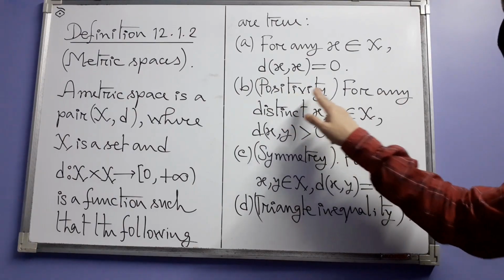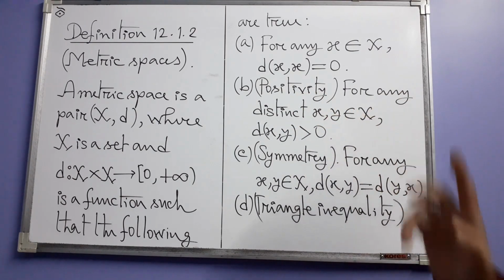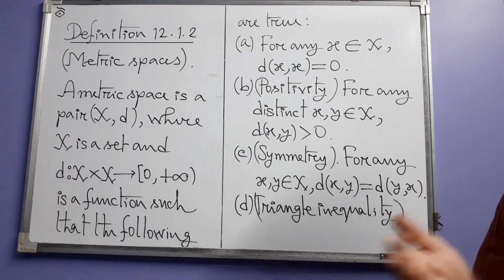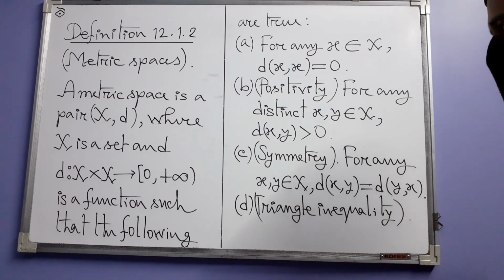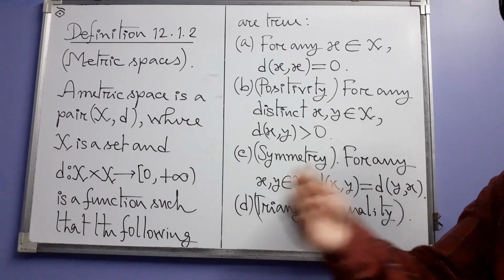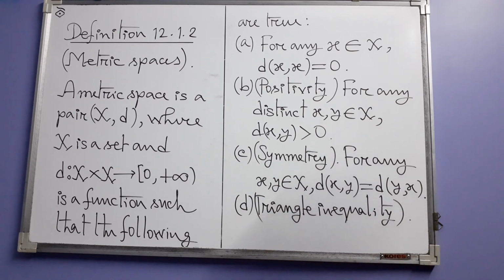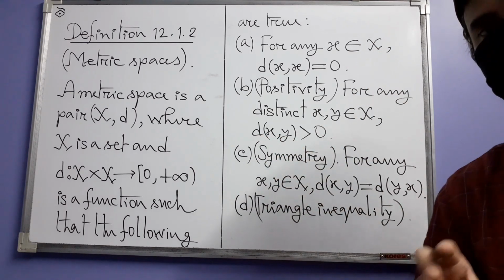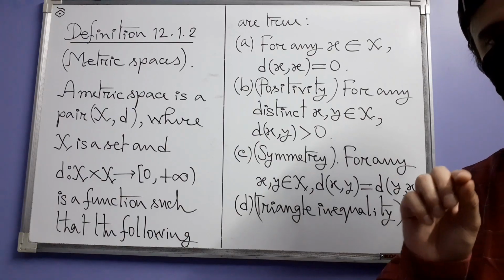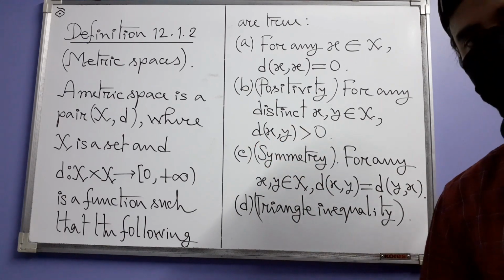And next comes positivity. If we consider two distinct elements of x, say x and y are different elements of x, then we expect the distance between them to be positive. We do not want two distinct elements to have 0 distance between them. And in this whole context, the d values are considered to be distance between those two elements which are put here in the d function.